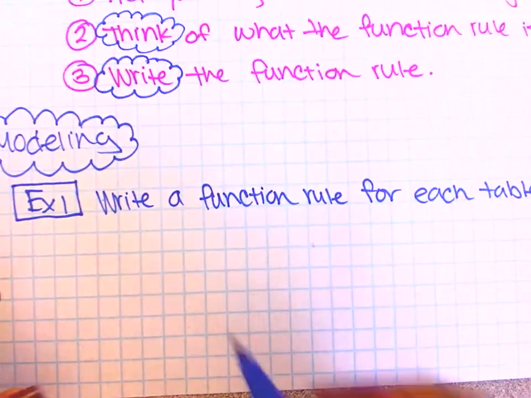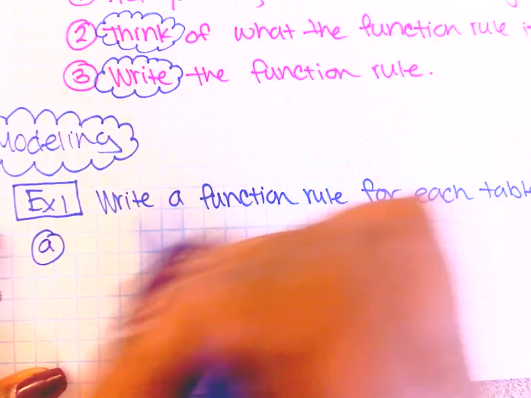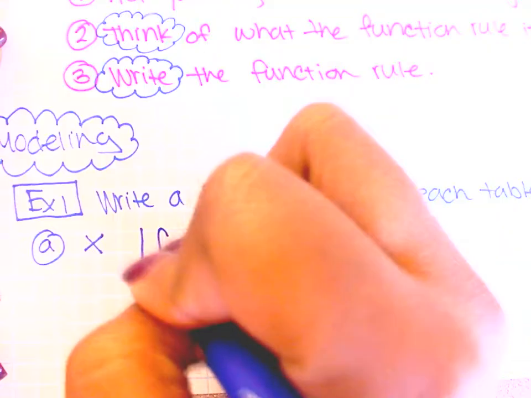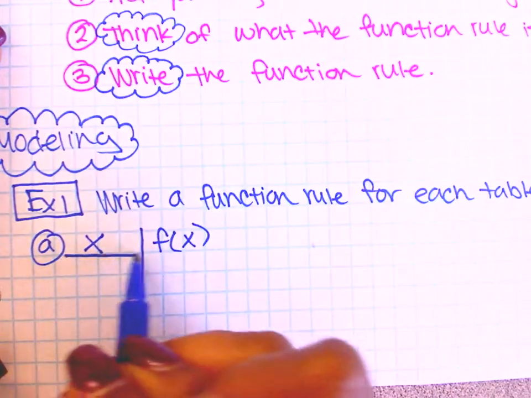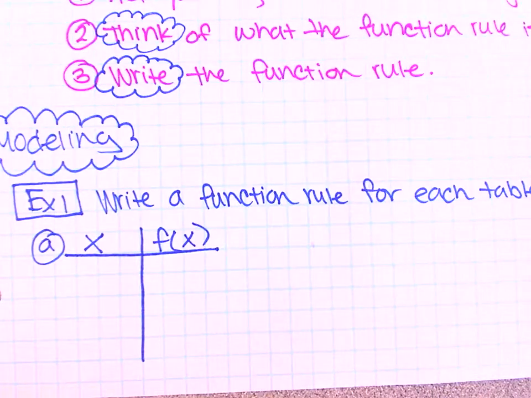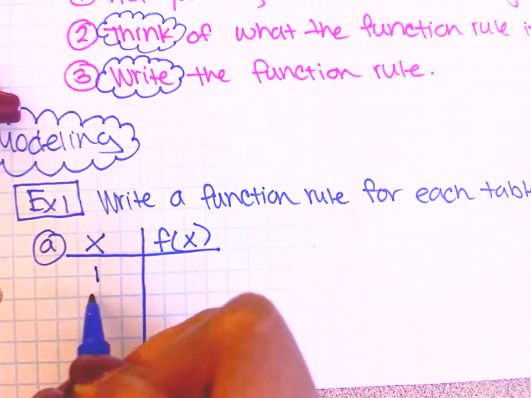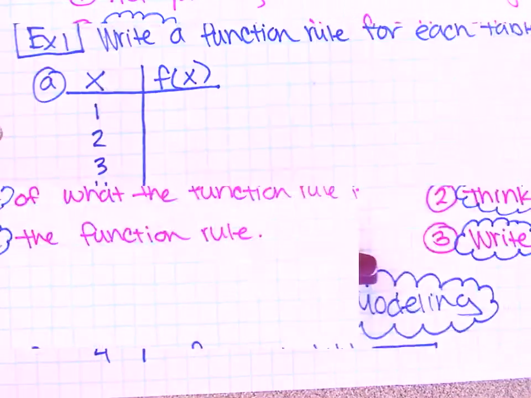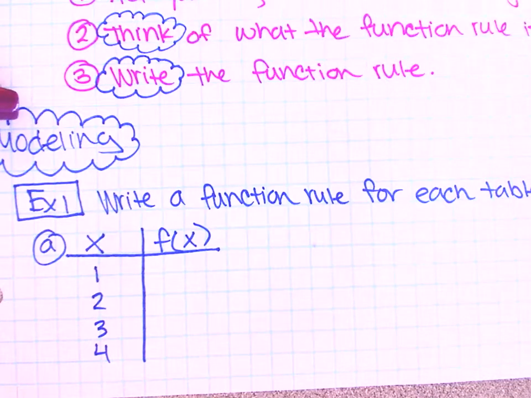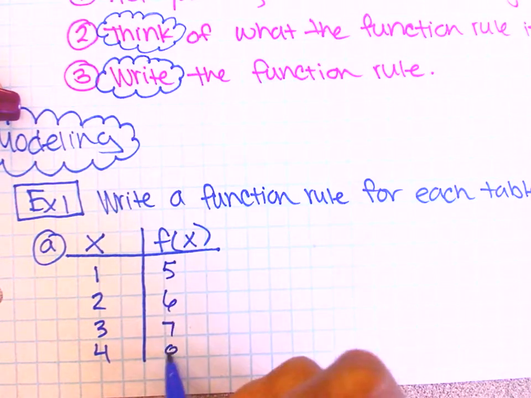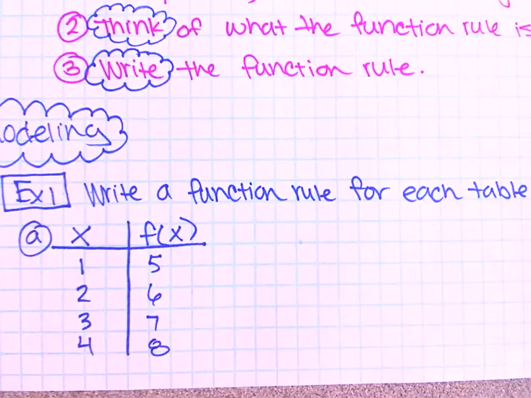Beautiful. Okay, so let's do table A first. Go ahead and write x, draw a line, and then write f of x, which is our function, which is our y. So we have a little table that looks like that. In your table, on your x side, write 1, 2, 3, and 4. On your right side, write 5, 6, 7, and 8.